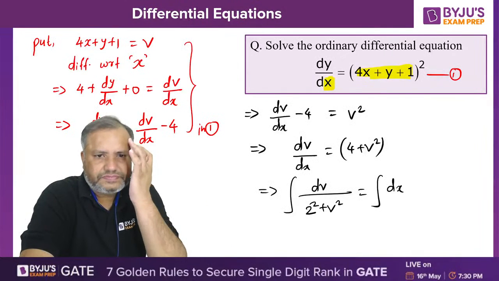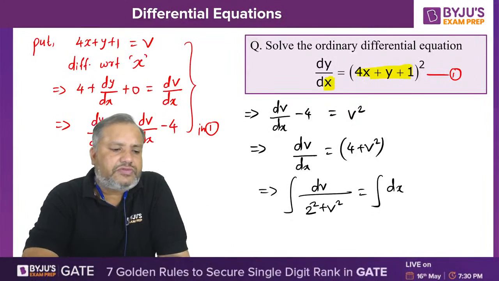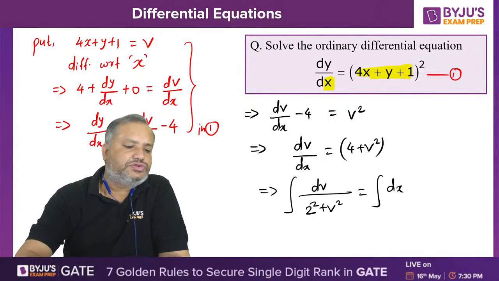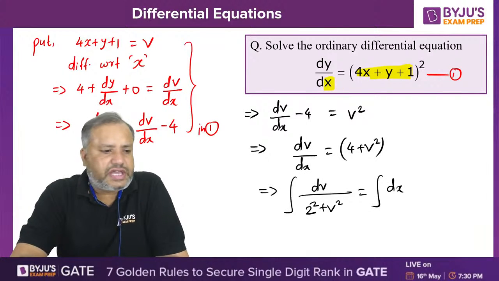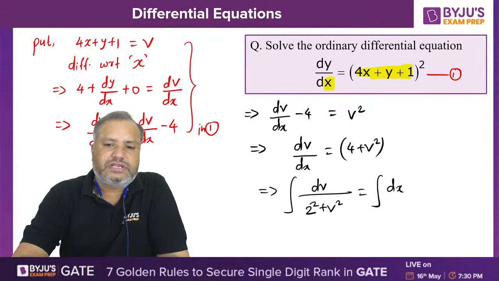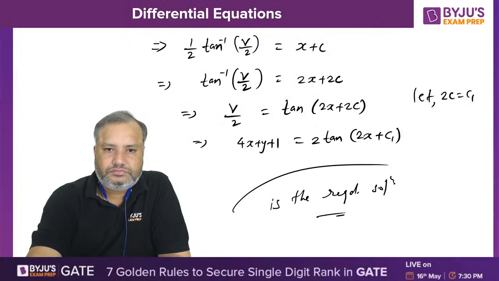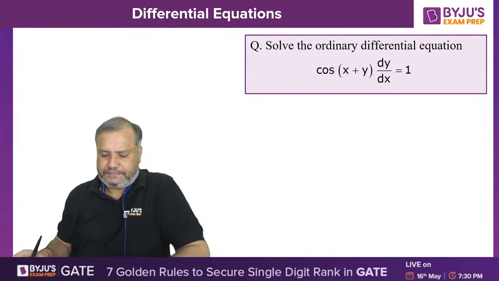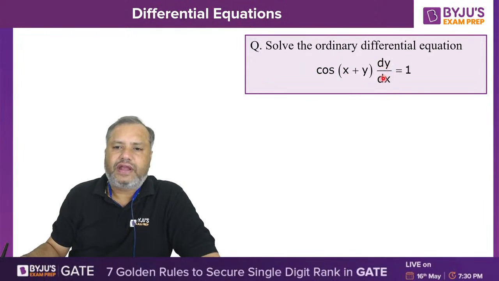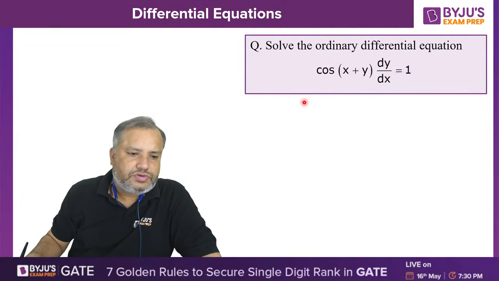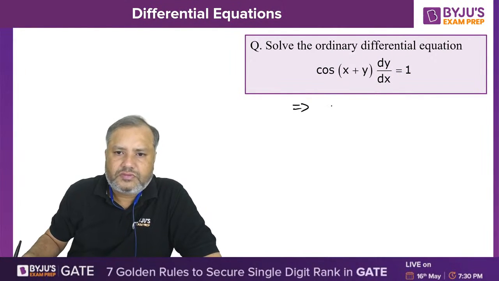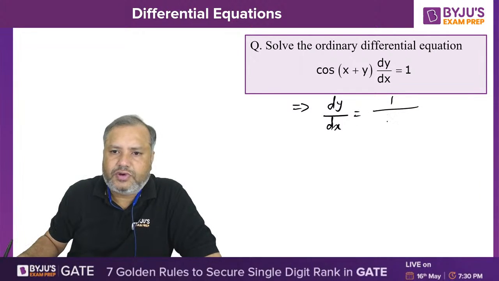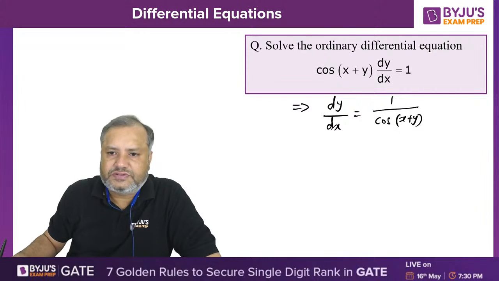Let's go through this. So this equation is not in variable separable form, but this can be reduced to variable separable form. So this is an equation which can be reduced to variable separable form. See this question. Cos x plus y, dy by dx equal to 1. So what we are doing, dy by dx equal to 1 upon cos x plus y.